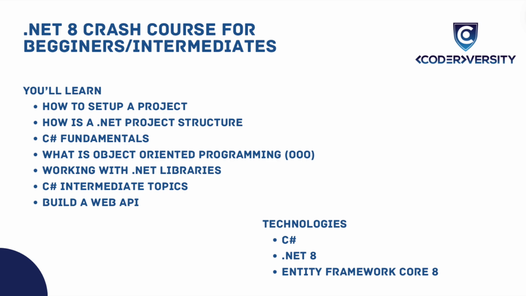Today you will learn how to set up a project, what the .NET project structure is like, some C# fundamentals, what object-oriented programming, also known as OOP, is, working with and using .NET libraries, some C# intermediate topics, and finally how to build a web API. The technologies for this are C#, .NET 8 and Entity Framework Core 8. So what are you waiting for? Let's dive in.